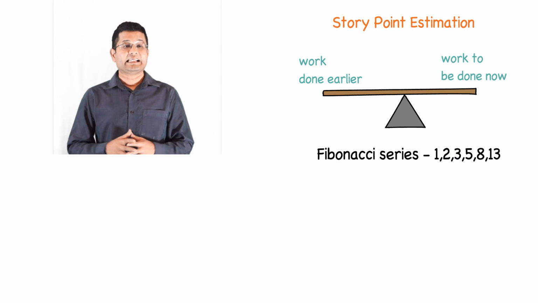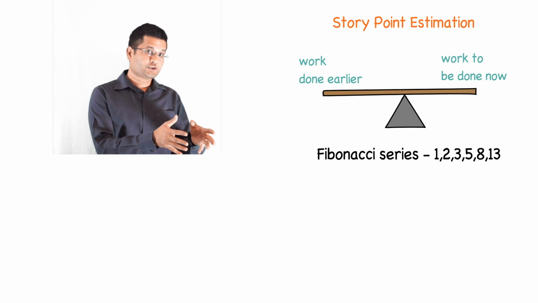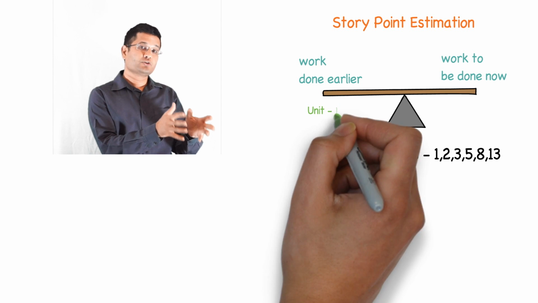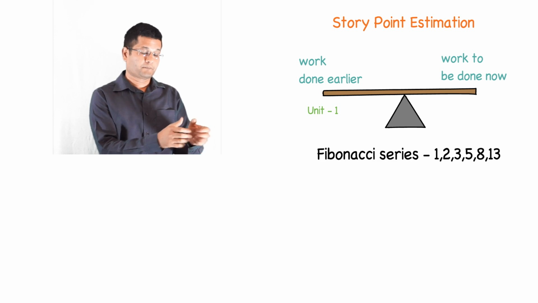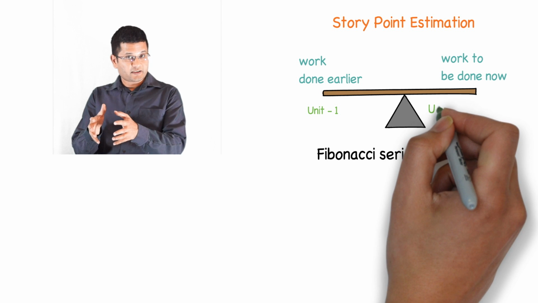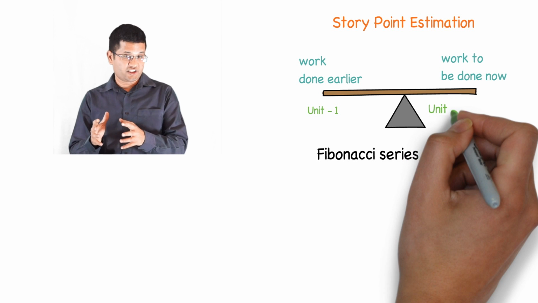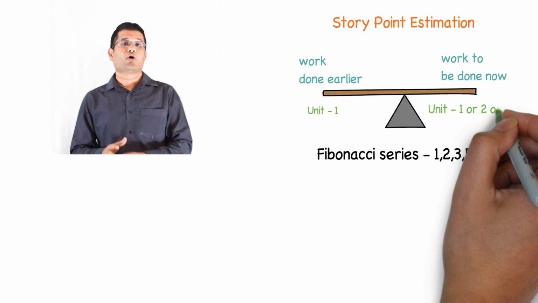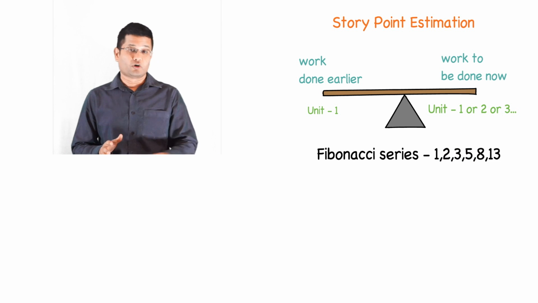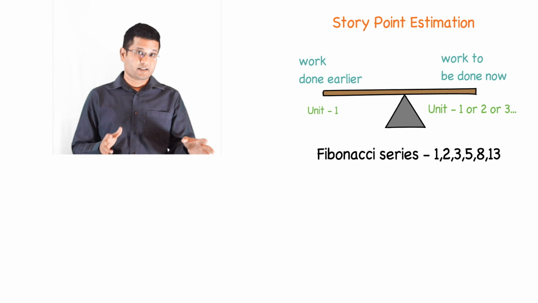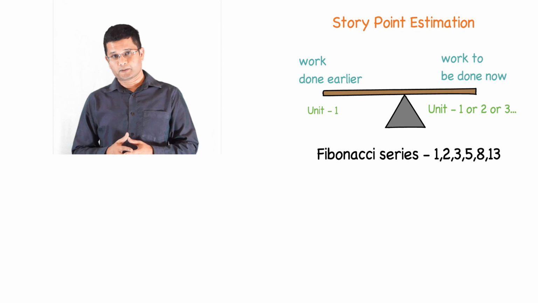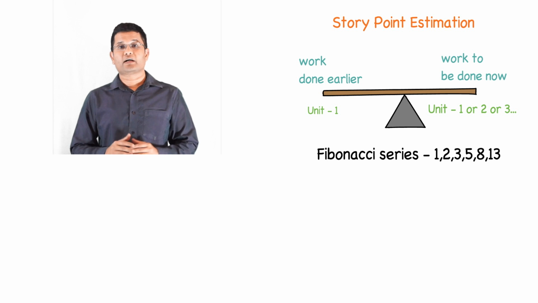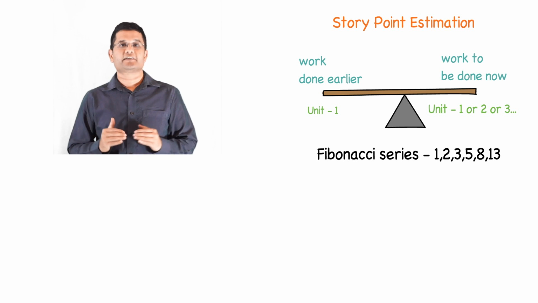For example, let us say that they did a login page together in the earlier project and they allocate the unit of work done to be 1. Now they look at the current work that they are about to estimate and then see whether this work is the same as the earlier work or twice that work or thrice that work or 5 times that work or 8 times that work. Anything more than 8 times would mean that backlog items should be further refined.